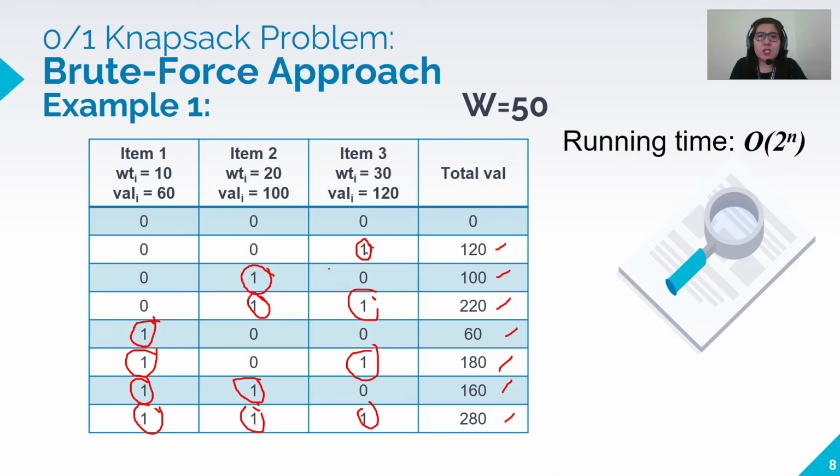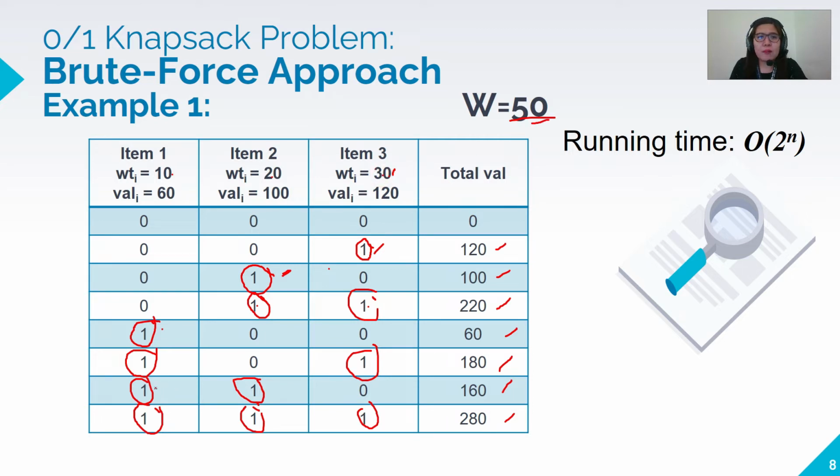So if we have this one, the weight is 30, yes, it's okay, it is lesser than 50. For this one, the weight is 20, so it's lesser than 50. How about this one, item 2 and 3, the weight is 20 plus 30, that is exactly 50, so pwede. This one, ang weight niya is 10, pwede. Item 1 and 3, ang weight nila is 10 and 30, that is 40, that is okay.